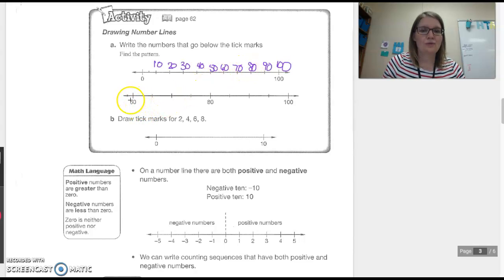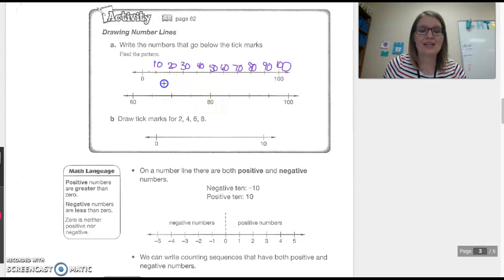Now we're not starting at 0. You can do that on number lines, where they don't necessarily have to start at the beginning. We have 60, 80, 100. So what is halfway between 60 and 80?